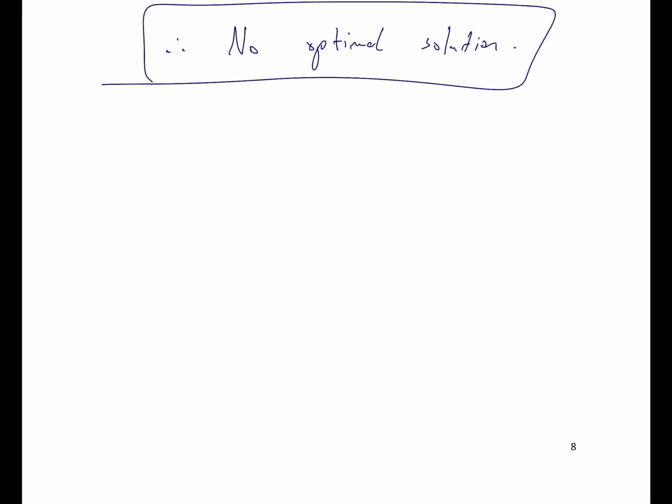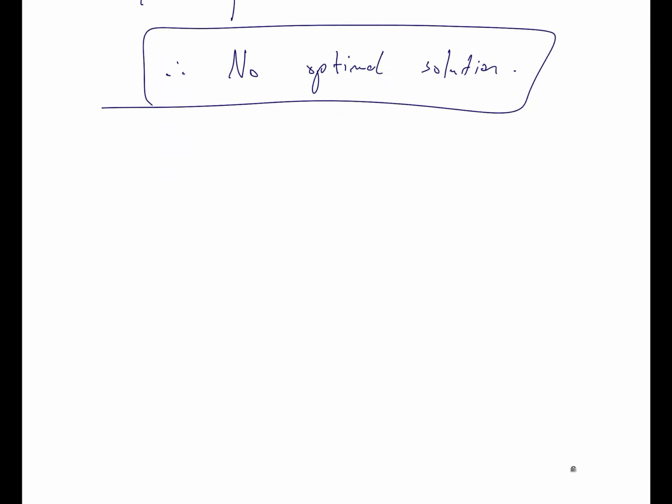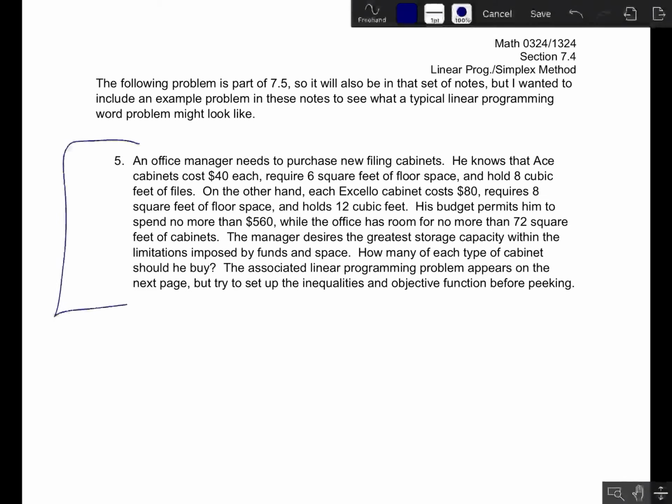Okay, so that's the answer for that one. That's the last example that's going to be covered in section 7.4. There is one more example that I've added to this set of notes, but this problem comes from section 7.5, so that's what we'll talk about later in the week. So I'm not going to work through this problem today. This will be the first problem that we look at next time. But I did want to show you what an application problem might look like for linear programming.